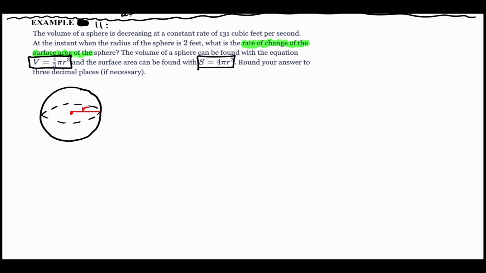Okay? So the volume of a sphere is decreasing at a constant rate of 131 cubic feet. Okay? So volume, right? dV over dt equals, it's decreasing, negative 131 feet cubed per second. At the instant when the radius is 2 feet, r is 2 feet.